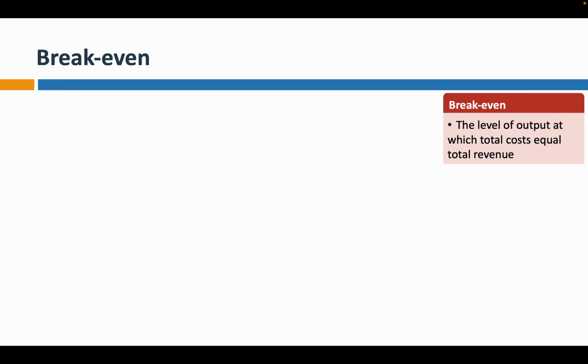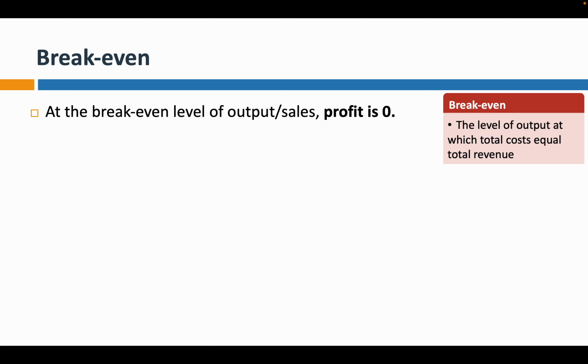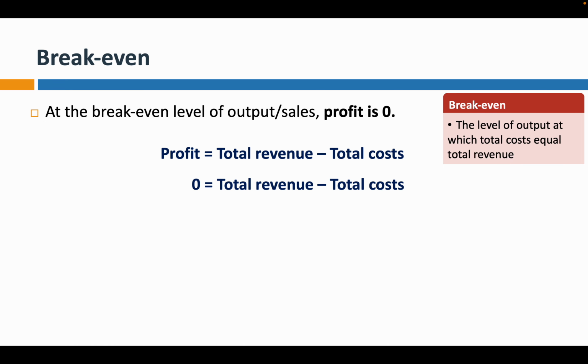Break-even is defined as the level of output at which total costs equal total revenue. So at the break-even level of output, the profit is actually zero because total revenue equals total costs. Therefore, if you deduct the total costs from the total revenue, we get zero. Basically, our profit is zero. Here you can see it graphically.